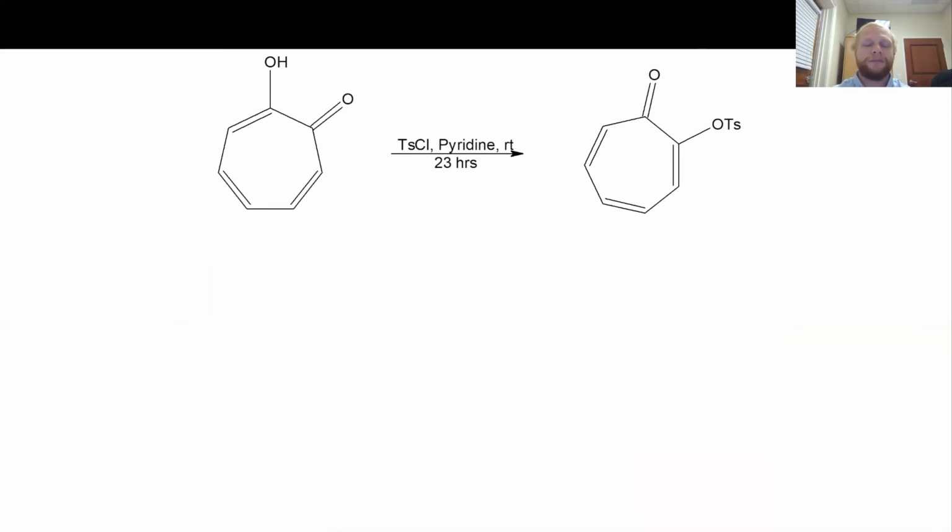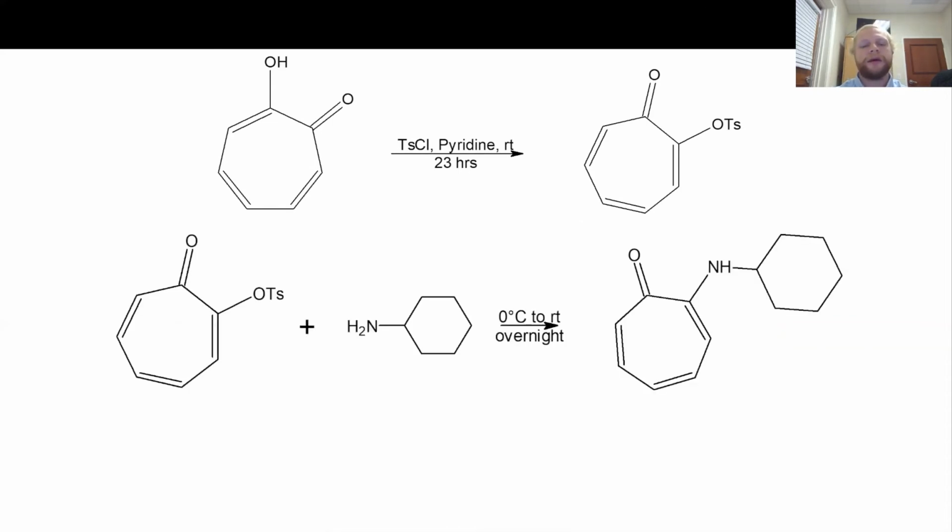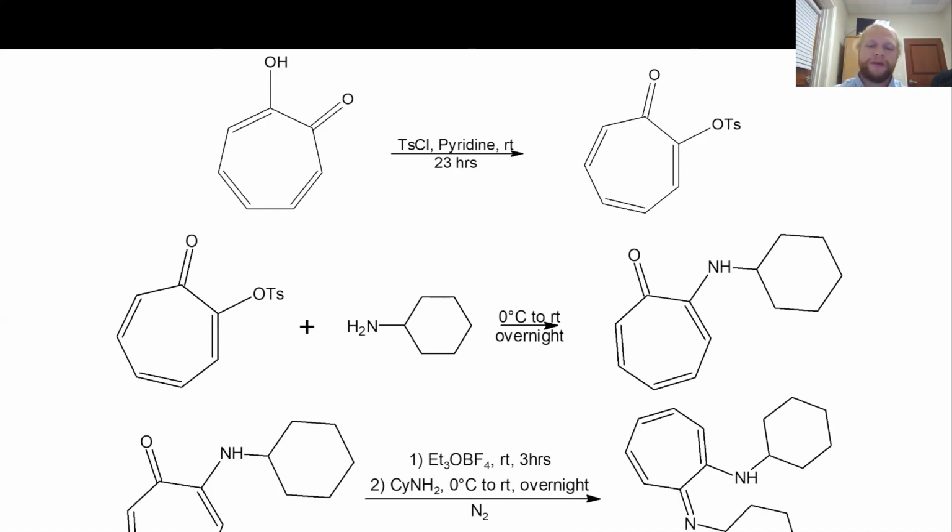To begin my synthesis of the catalyst, my starting material was tropolone, and I used tosyl chloride and pyridine to add a tosyl group to that alcohol, make it a better leaving group for my next reaction, which was adding a cyclohexylamino group to that tropolone, and then taking that and adding another cyclohexylamino group to it to form my dicyclohexylaminotroponiamine ligand.